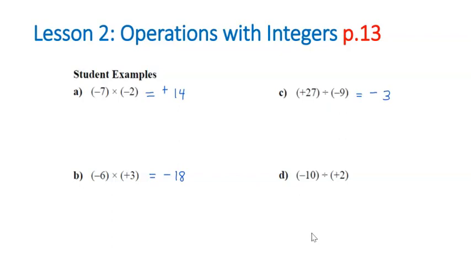And for D, -10 divided by positive 2. Again, the signs are different. The answer will be negative. 10 divided by 2 is 5. Now you can do these on your calculator, but these are basic facts. And it's very useful to learn the integer rules because when you're learning polynomials and equations, you can't always be using a calculator. So memorizing these integer rules really comes in handy and benefits you.